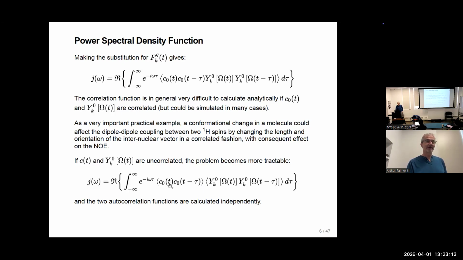So if this was, say, a 1 millisecond process, and this is 10 nanoseconds, we're done before this autocorrelation function starts to decay. So we might as well just set tau equal to 0, and then we have the average of C naught squared. And then in the other limit, this has already decayed to whatever its average value is.